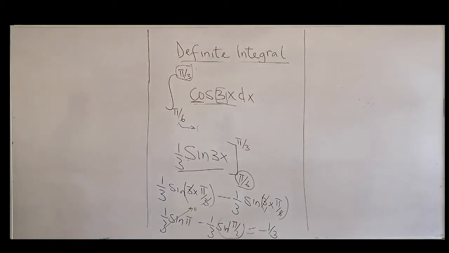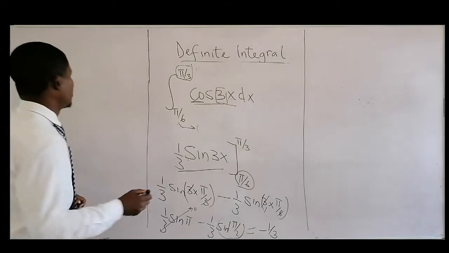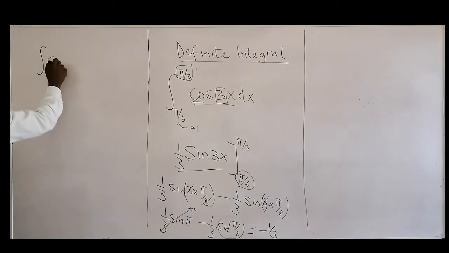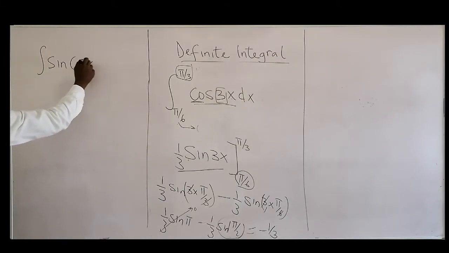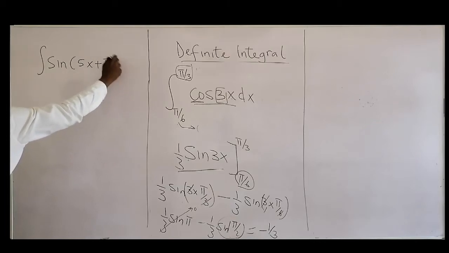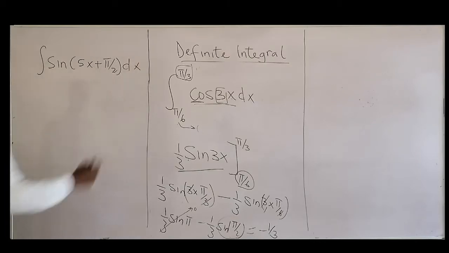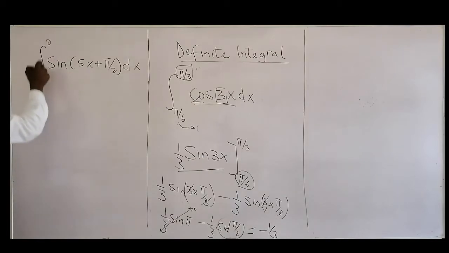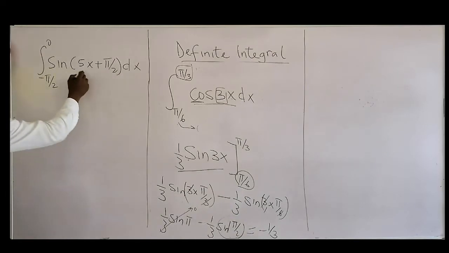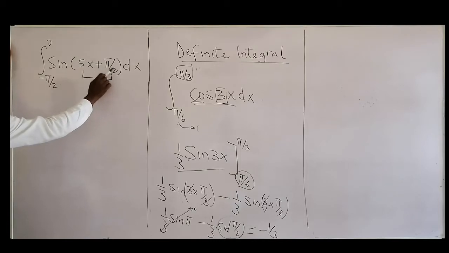Then the next question, integral of sine 5x plus pi over 2 dx, with upper boundary pi over 2 and lower boundary minus pi over 2. Okay, so here also there's nothing. Look at the function you have here, which I can call the angle. There is basically 5x, but you're having addition pi over 2. This is a constant.